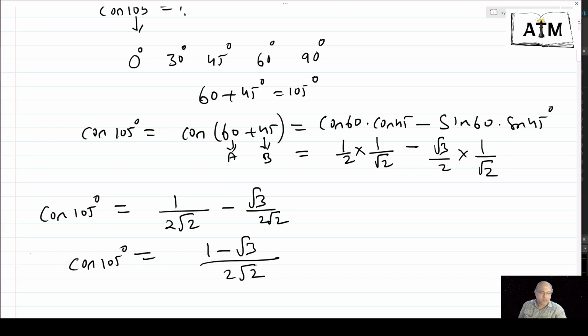In this way, the compound angle or addition angle formula of cos can be utilized to find some other values which are not part of the standard angles. So suppose you wish to find cos 150. What can you do? Cos 150 can be obtained by cos of 60 plus 90. If you perform cos of 60 plus 90, you will get cos 150 degrees.